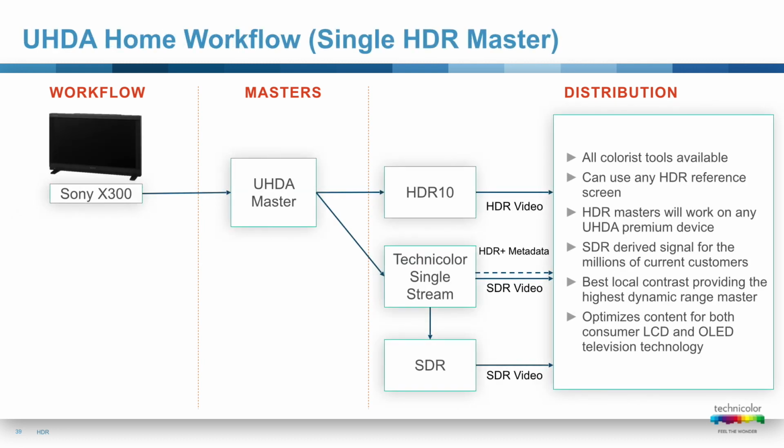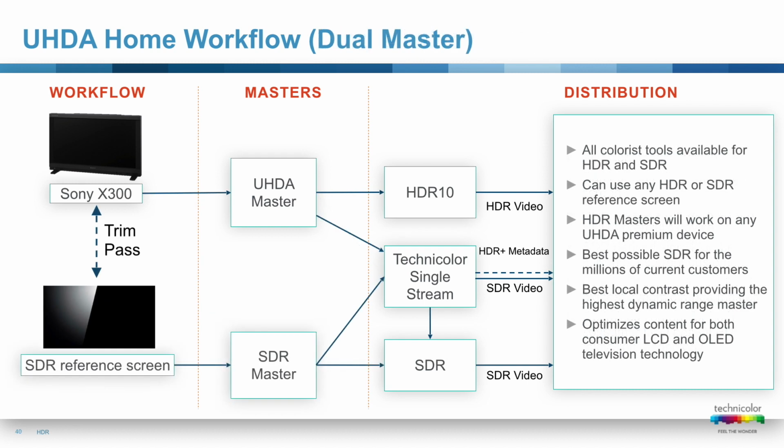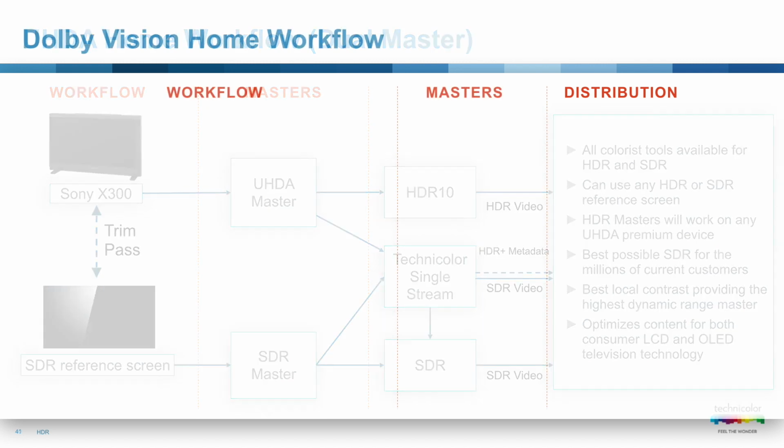In this type of workflow, the colorist still has all their tools available to them so they can make that HDR screen. Remember that they just changed out the reference monitor, so the tools didn't change. They can use any HDR reference. This shows the X300. Other HDR reference screens are coming out in the marketplace. They create this HDR UHDA premium content, which can be displayed on any of the UHD Alliance UHD premium devices. By grading to something with a 10 million to 1 contrast ratio or greater, this can represent well on an LCD panel, which we'll show you in our demo, but also on an OLED panel.